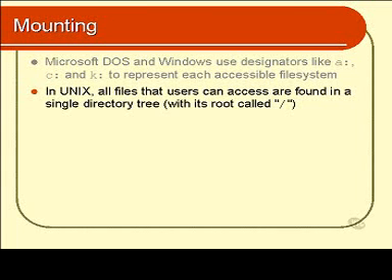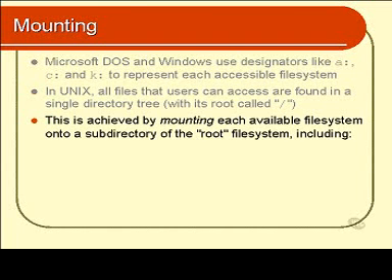So how does it work? How can we have multiple file systems when we've only got one directory hierarchy? Well, the solution is that we mount each available file system onto a subdirectory of the root file system. This means that we designate one of our file systems as, if you like, the master file system or the root file system. And then all the other file systems, if there are any, are, if you like, connected to the root file system. They're stuck on, glued on, if you like, to various directories.